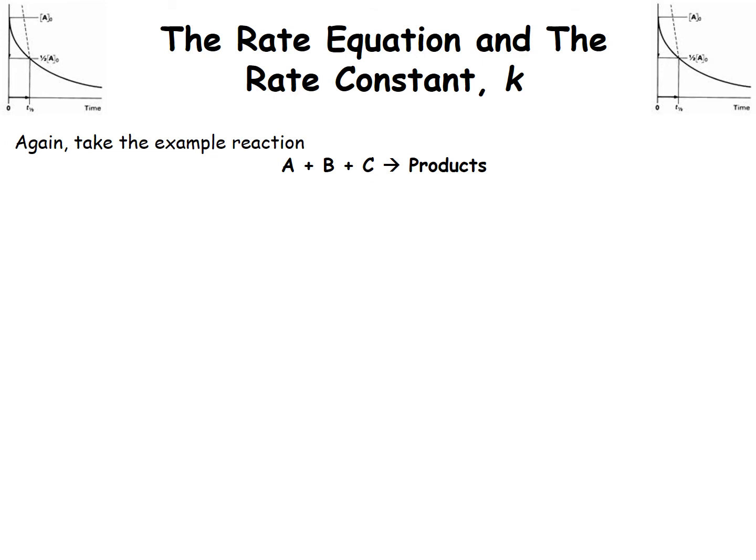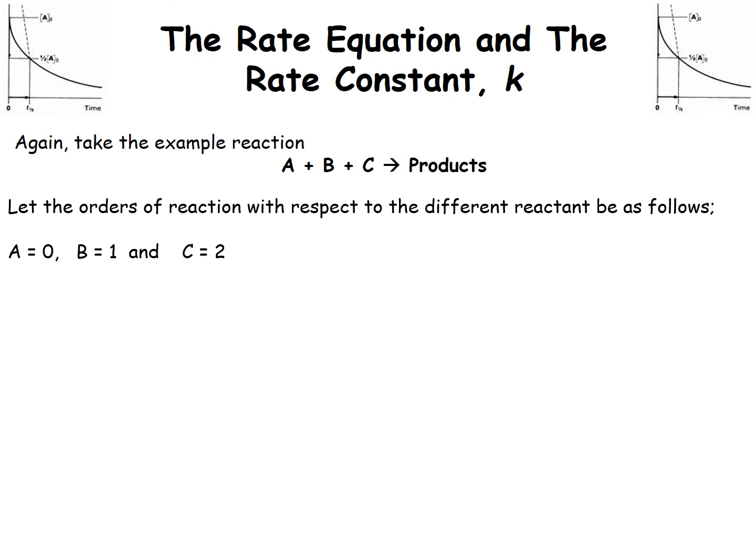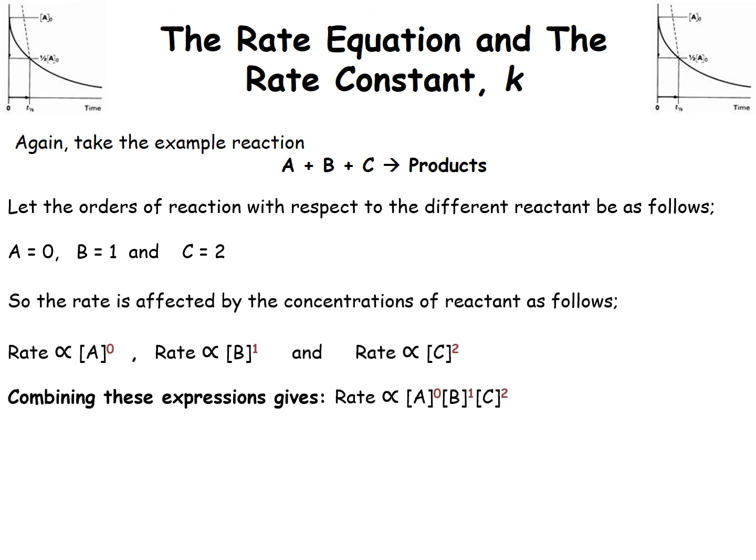Same example. So let's move on to look at the rate equation. So the orders of the reaction with respect to the different reactants are as follows. So the order with respect to A is 0. The order with respect to B is 1, and the order with respect to C is 2, or second order. So the rate is affected by the concentrations as follows. So the rate with respect to A is 0, so remember the square brackets mean concentration. So if we combine those expressions, we get this. The rate is proportional to A to the power of 0, B to the power of 1, and C to the power of 2, second order with respect to C.